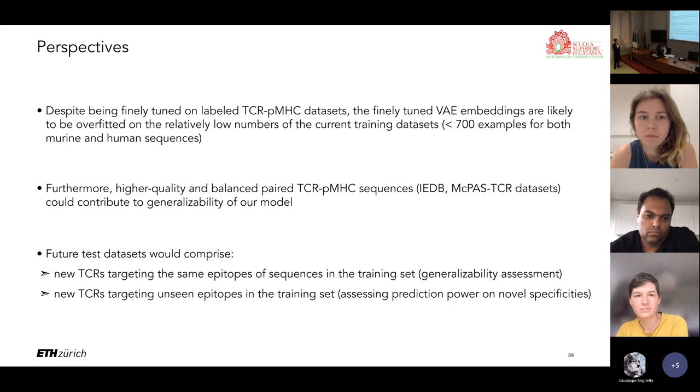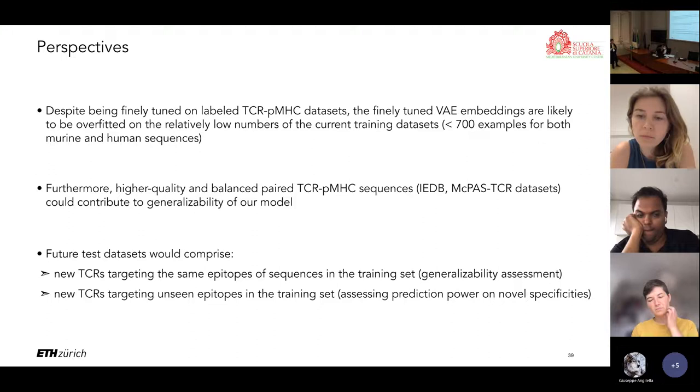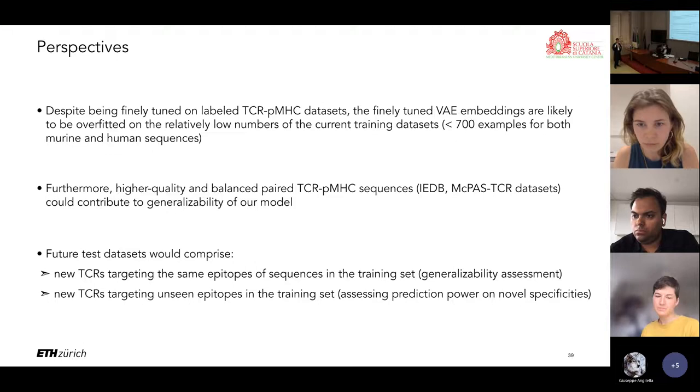Maybe the most important slide of this presentation, from our perspective, because much more work is to be done. Despite these embeddings being finely tuned on TCR-pMHC data, we expect them to be strongly overfitted given the relatively low number of data points we have. For that, we aim to build higher quality and balanced labeled TCR data sets from public sources, to properly assess the generalizability of our model. The test set should comprise new TCRs having the same epitope specificity as those in the training sets, and new TCR sequences directed towards epitopes that are not present in our training set, to assess the predictive power of our model on novel specificities.